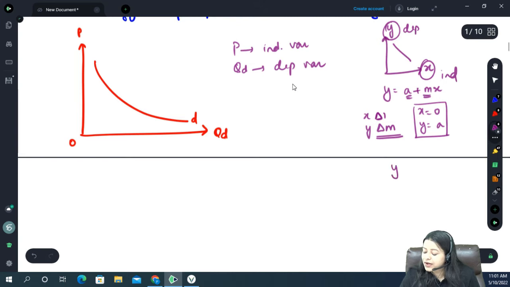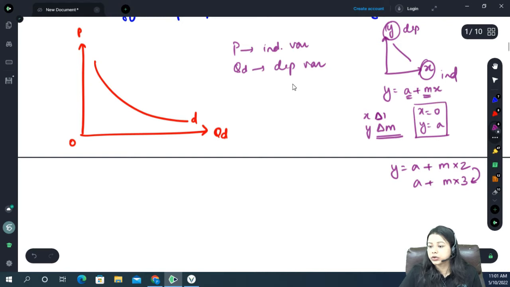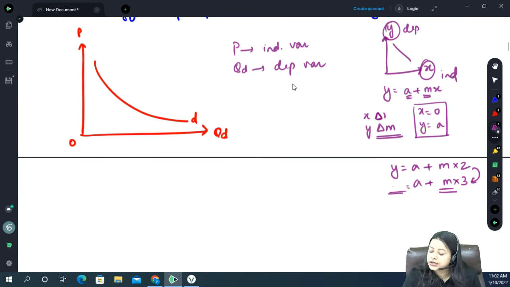For example, y equal to a plus m into 2. Now here, if I am changing this by 3, I am increasing it by 1 unit, then your y will also change. So, your y will change by how much? M. Clear? So, that is your slope.